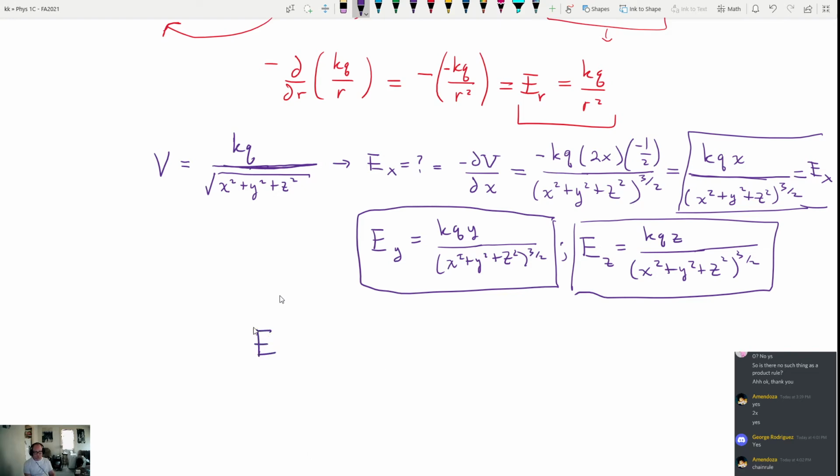This also, I hope, will help you a little bit with just vector stuff. We know in general that any vector, like the vector for the electric field, should be equal to this.